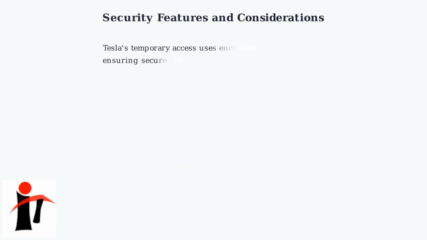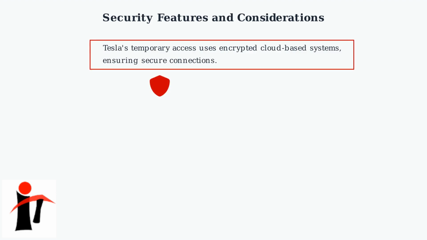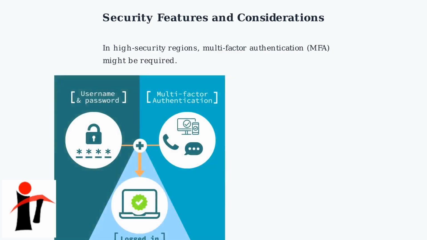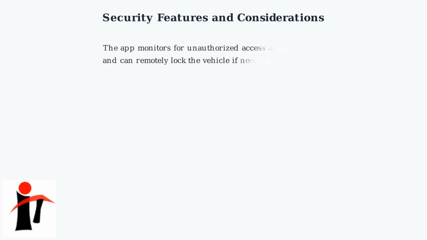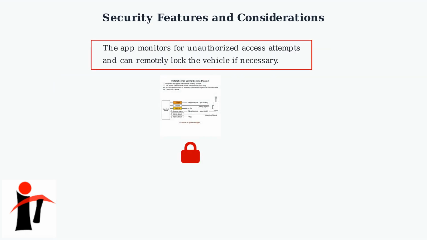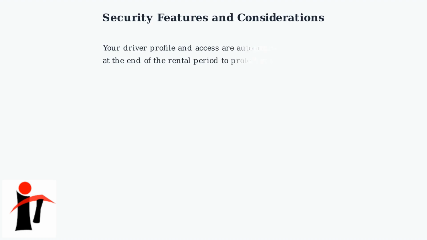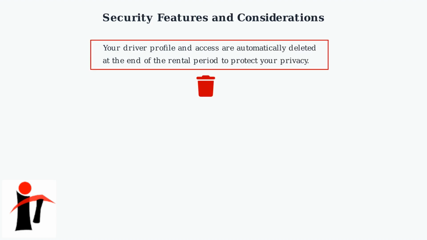Tesla's temporary access uses encrypted cloud-based systems, ensuring secure connections. In high-security regions, multi-factor authentication (MFA) might be required. The app monitors for unauthorized access attempts and can remotely lock the vehicle if necessary. Your driver profile and access are automatically deleted at the end of the rental period to protect your privacy.